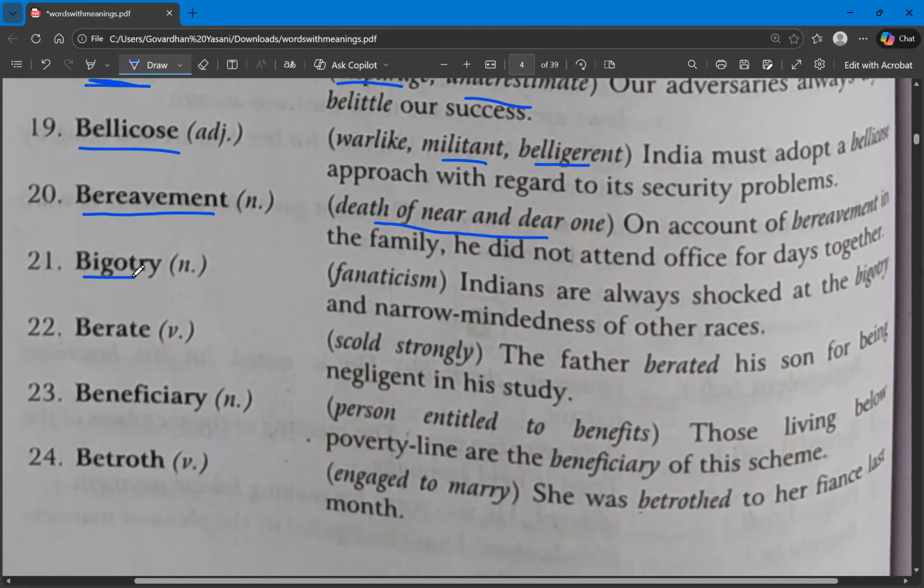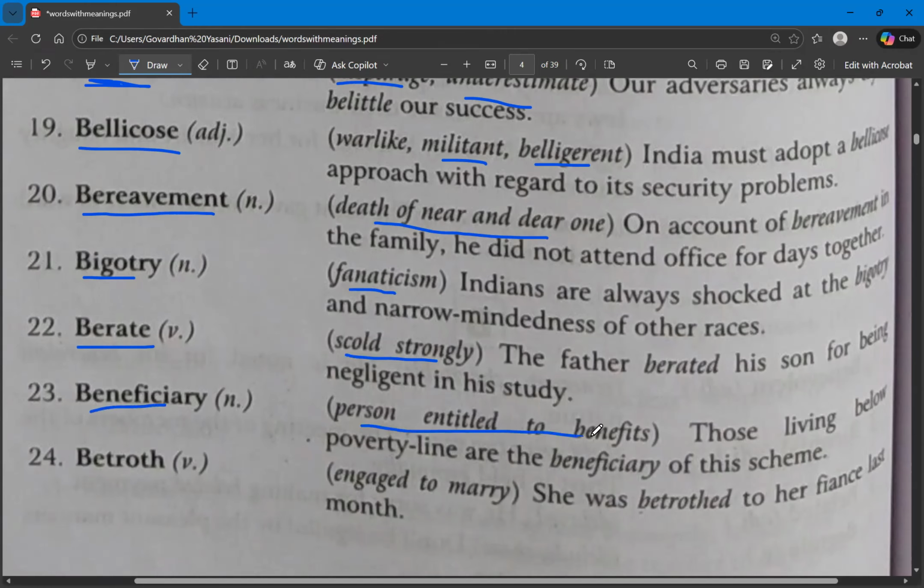Next, bigotry. Bigotry means fanaticism. So fanaticism means someone who is obsessed with only one thing. So if I am there, I'll think about only myself. So that is something called fanatic, and the noun form is fanaticism. Bigotry means fanaticism. Next, berate. Berate means scold strongly. The next one is beneficiary.